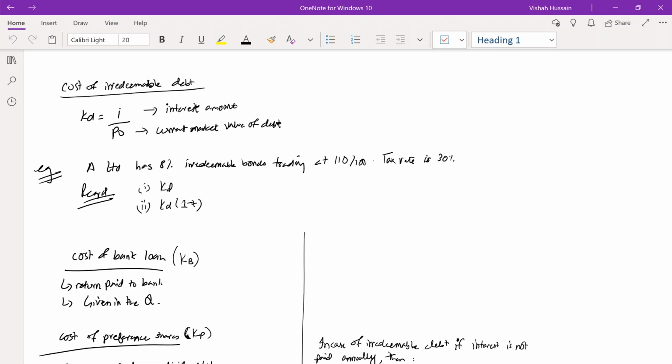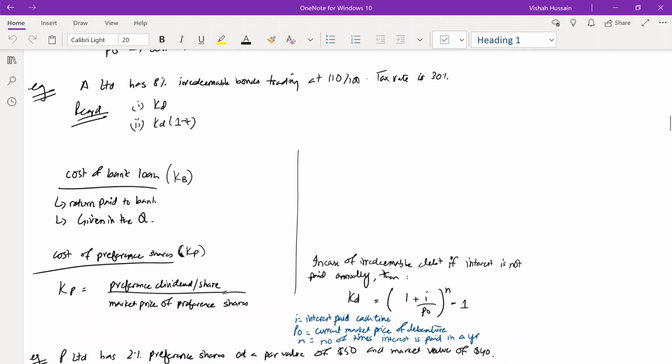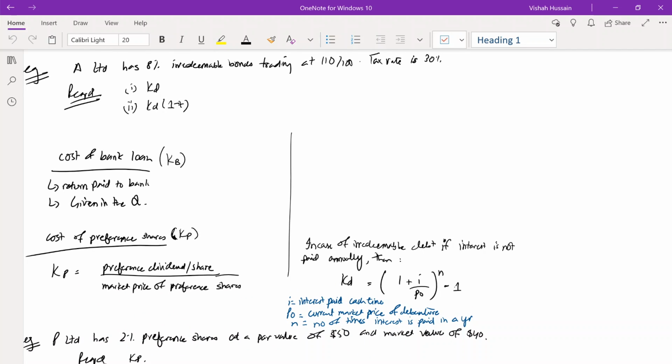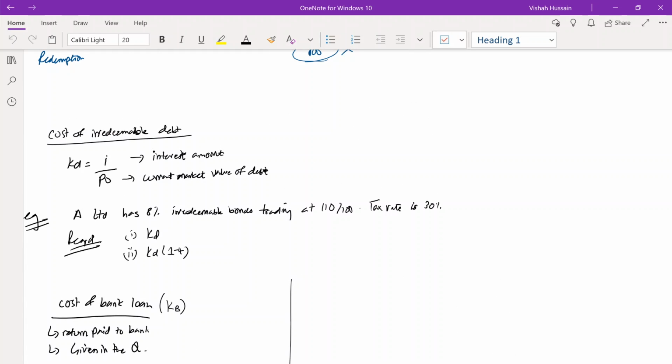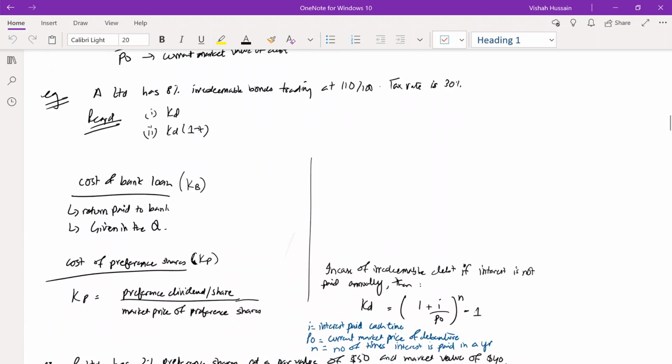Now, in case of the cost of irredeemable debt, KD is equal to I over P0, where I is the interest amount and P0 is the current market value of debt. The example says A Limited has 8% irredeemable bonds trading at 110 per 100, tax rate is 30%. So the requirement is KD and KD(1 - T). You can easily put this in that formula and compute it.